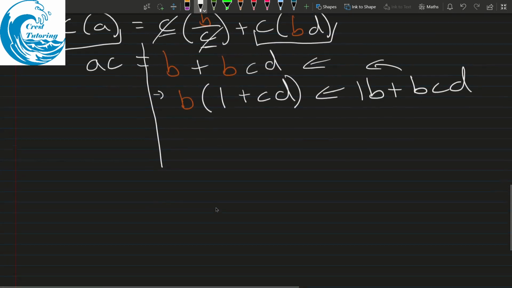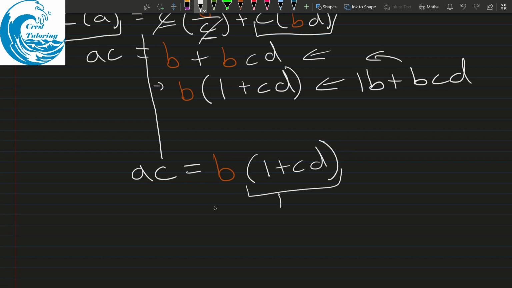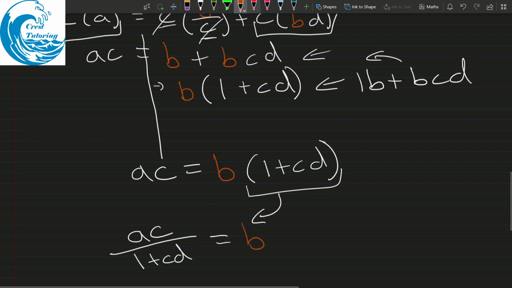Okay, so now we can scroll down a bit and we can go back and write AC equals B times (1 plus CD). And now, because it's B multiplied by all of this, that can all come over to this side, and we have AC divided by (1 plus CD) equals B. And now I've made B the subject.